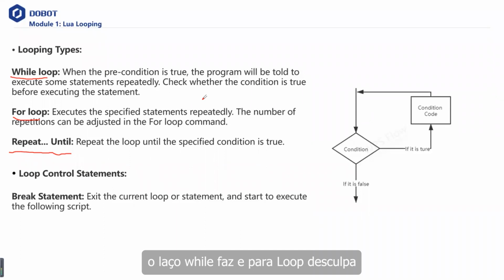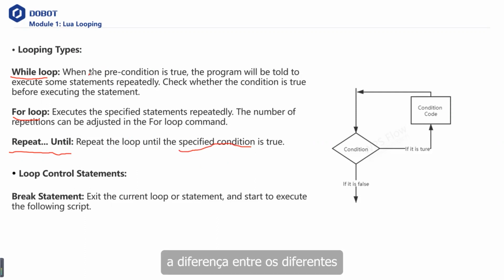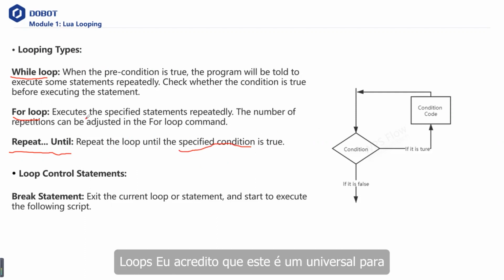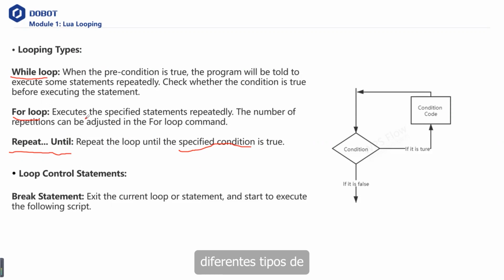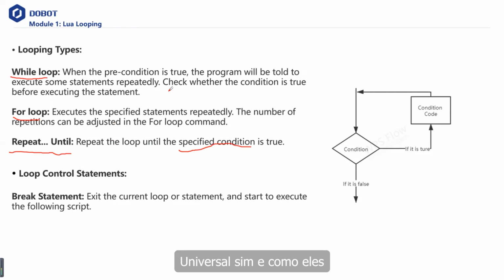And the for loop executes the specified statements repeatedly. The number of repetitions can be adjusted in the for loop commands. And repeat until means repeat the loop until the specified condition is true. So this is the difference between the different loops. I believe this is universal for different kinds of programming languages. So this is very universal.